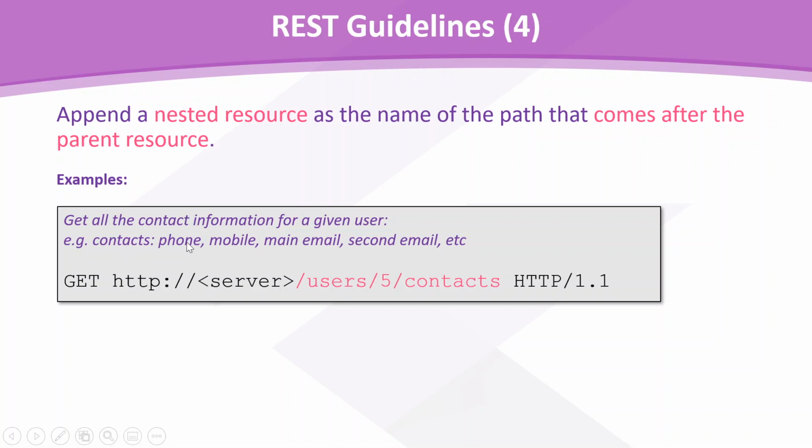It can have phone, mobile, mail, email, second email, and so on. So you can use something like GET, and then users is the collection. Then we pick a particular user by specifying the ID, and then we append the nested resource here. This will list all the contacts that belong to user number 5.